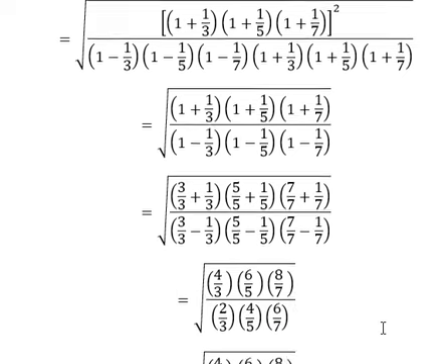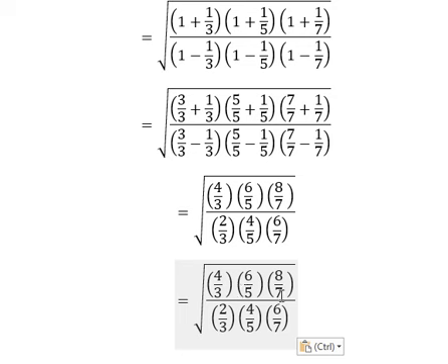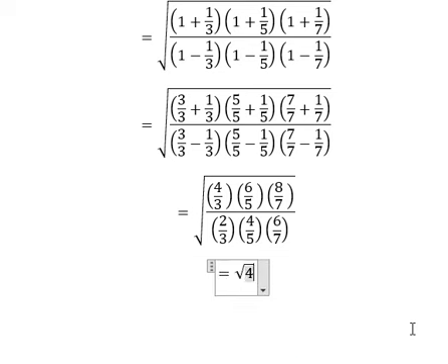And now we have 3, 5, 7, 3, 5, 7, 7. We cancel. Number 4, number 6, number 4, number 6, we cancel. Now we just have only number 8 divided by number 2. And that is number 4. And this is number 2.